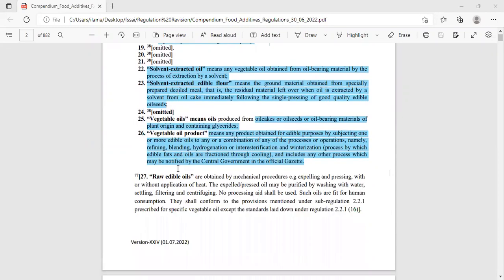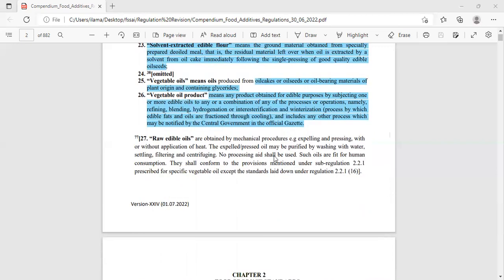And then vegetable oil, we all know it's from plant origin and contains triglycerides, and vegetable oil products are the same. Here the vegetable oil products are notified by the central government in the official gazette.